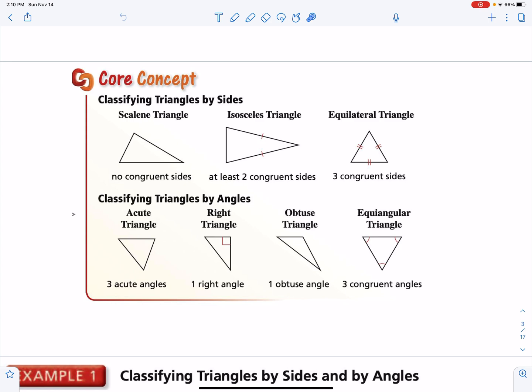Now, the other three we see pretty regularly. We have acute triangles. All the angles are below 90. We have a right triangle where it's one right angle, and then we have an obtuse where it's one that is greater than 90 degrees. So again, a lot of these terms are familiar. We've used them before. We've seen them in math, and we kind of know what they mean.